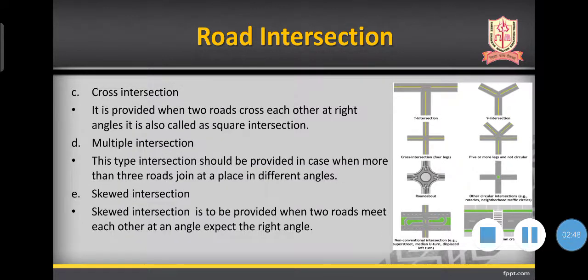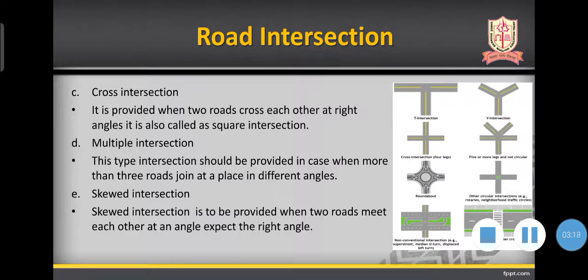Then the next one is a cross intersection. Cross intersection means two roads are crossing each other at an angle of 90 degrees. That is known as a cross intersection, as you can see in the diagram. Then the multiple intersection. In a multiple intersection, there are many roads: more than three roads intersecting or joining at one particular point at different angles. That is known as a multiple intersection.